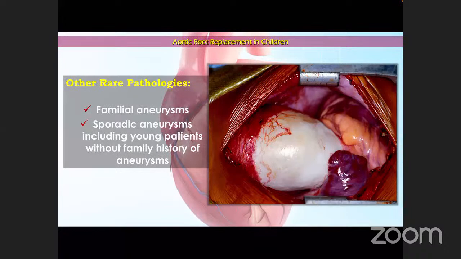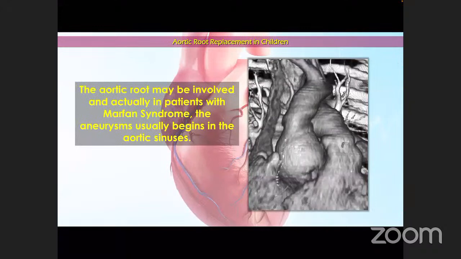And this is really not a well understood disease, but some families are prone to have ascending aortic aneurysms for no specific reason, with no specific other pathology, just an ascending aortic aneurysm. Then some patients, of course, will have sporadic aneurysms, including young patients without any family history of aneurysmal disease. The aortic root may be involved, and actually in patients with Marfan syndrome, the aneurysm, as you can see in this picture, usually begins in the aortic sinuses.